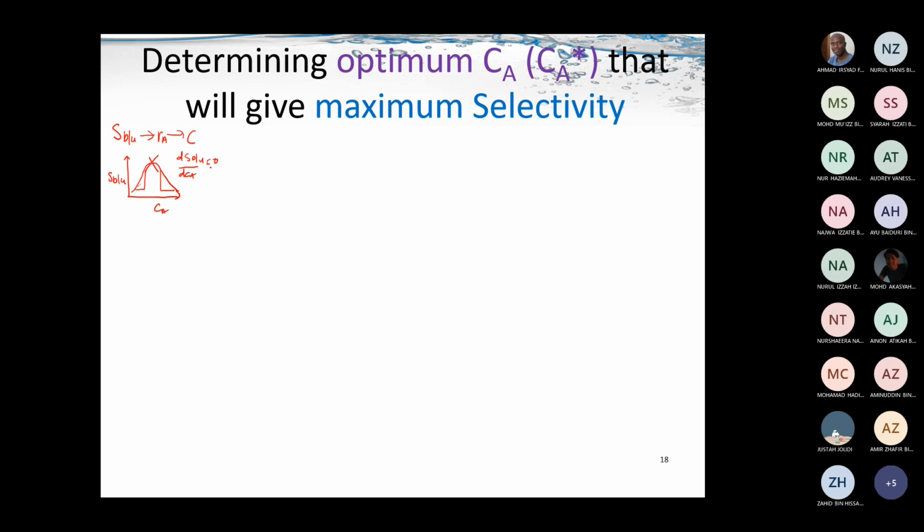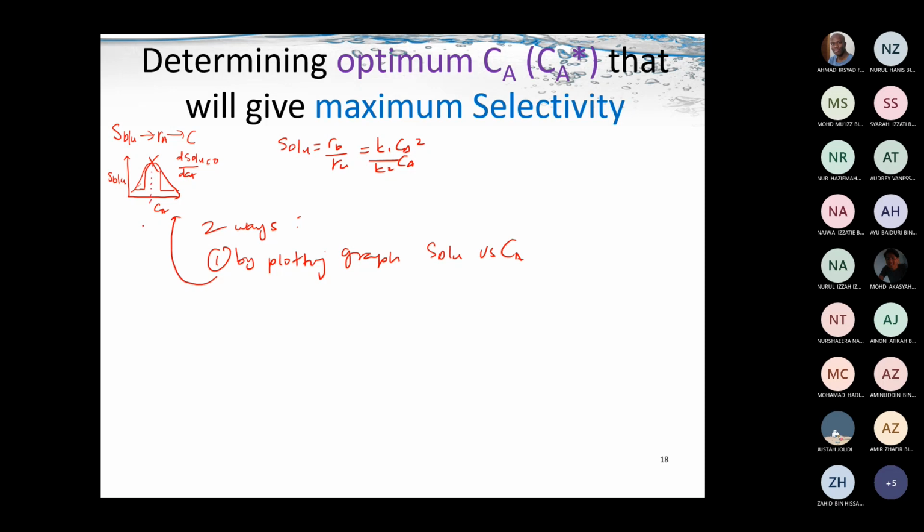So you akan differentiatekan dia. Alright. So let's say we have a SDU is equal to RD over RU is equal to K1CA kuasa 2 over with K2CA. Alright. So daripada sini, macam mana nak buat? There are two ways. Okay. So first is by plotting graph SDU versus with CA, yang mana you akan dapat macam ni lah sepatutnya. Okay, ada titik optimum here, which is CA.